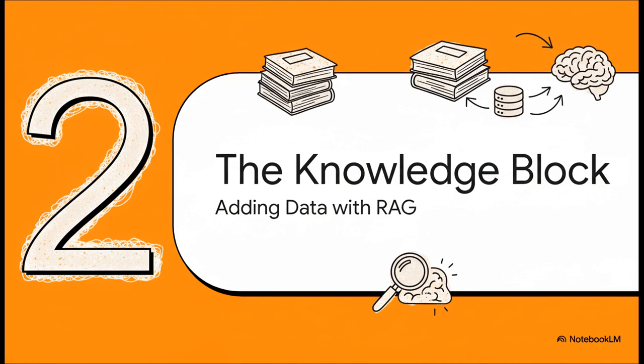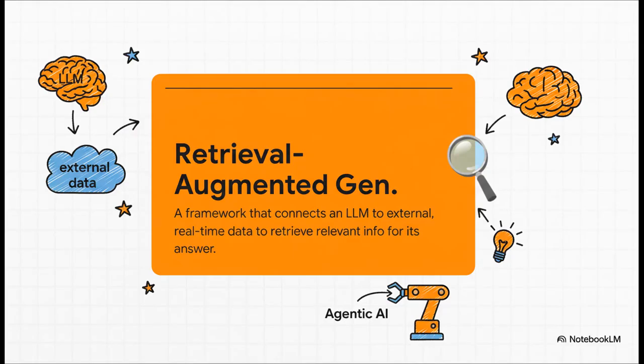To solve that knowledge gap, we need a way to give our digital brain access to fresh, relevant info. This is the knowledge block, and it's powered by a really cool technique called RAG. RAG stands for Retrieval Augmented Generation, and here is the absolute key thing you need to get. It is not a new brain. Think of it more like a super-fast research assistant for the brain we already have. It connects the LLM to external data, like your company's private documents, so it can look up or retrieve the right info before it generates an answer.